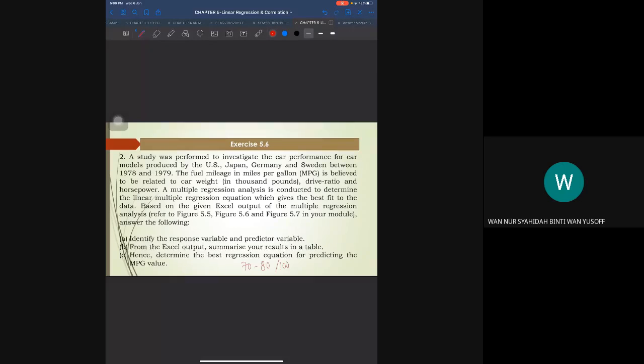So focus more on 4, 5, and 6. Chapter 2 and 3, you can try. But please make sure that you can score in 4, 5, and 6, if you want to score in the final exam.